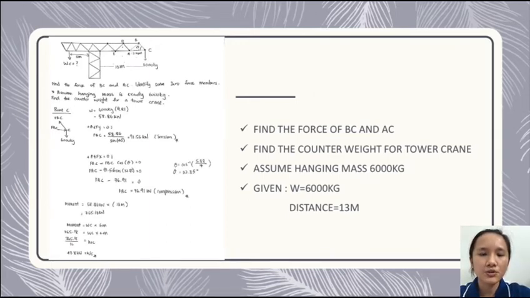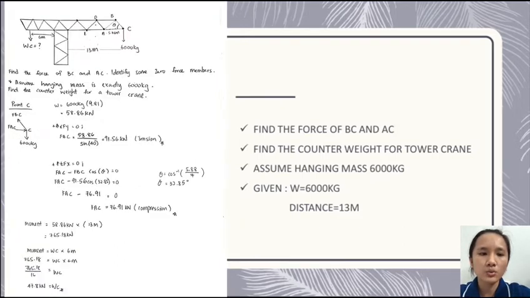The question for this tower crane is to find the force of BC and AC, and also identify some zero force members. Assume hanging mass is exactly 6,000 kg. From point C, we calculate the weight of 6,000 kg with 9.81, and we get 58.86 kN. From the sum of forces in Y equal 0, we find FBC using 58.86 kN divided by sin 40, and the answer is 91.56 kN tension. From the sum of forces in X equal 0, we find force AC minus force BC cos theta equal 0. Then inserting the answer, 91.56 cos 32.85, the final answer is force AC equal 76.91 kN compression.